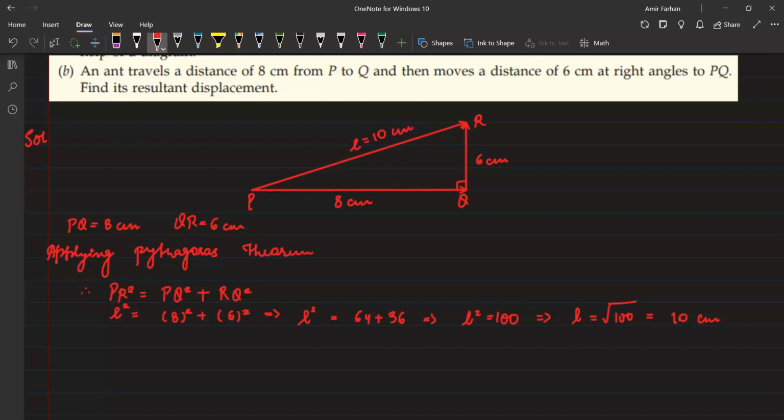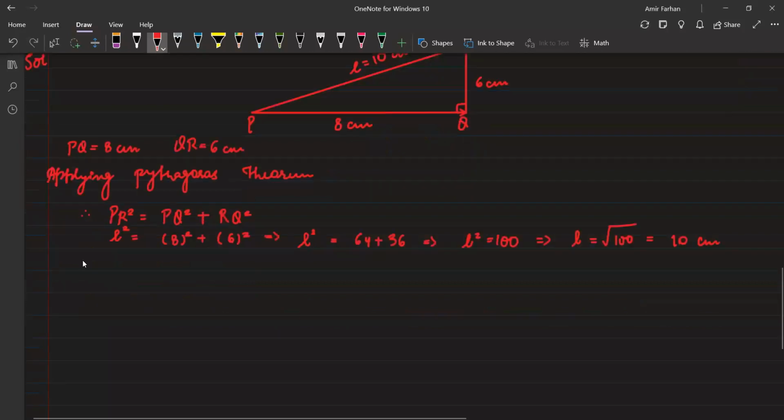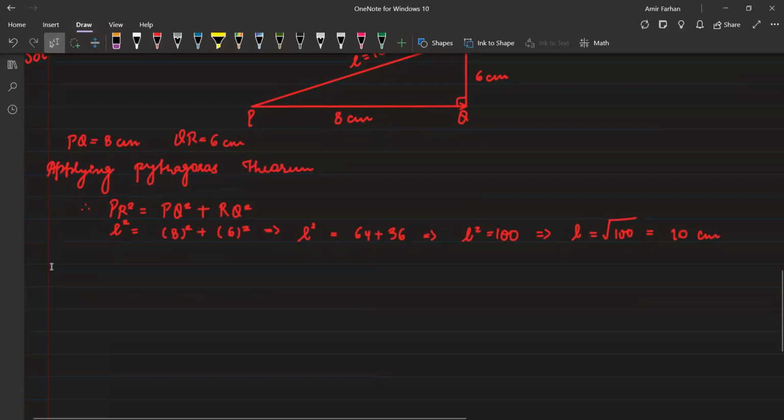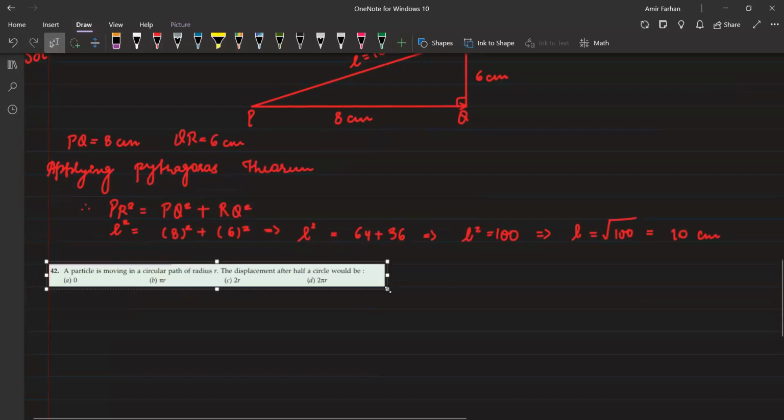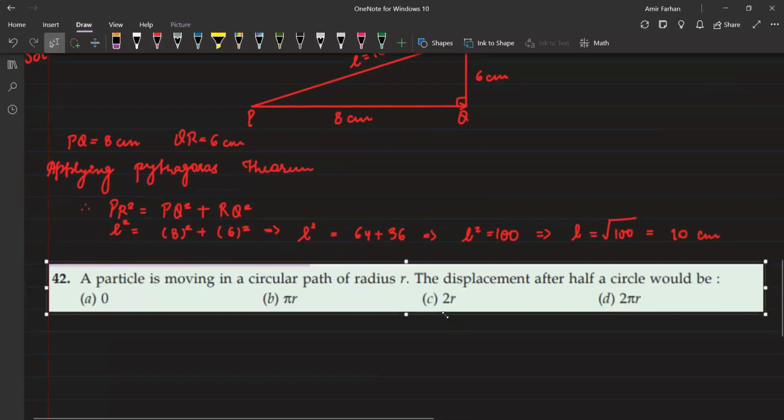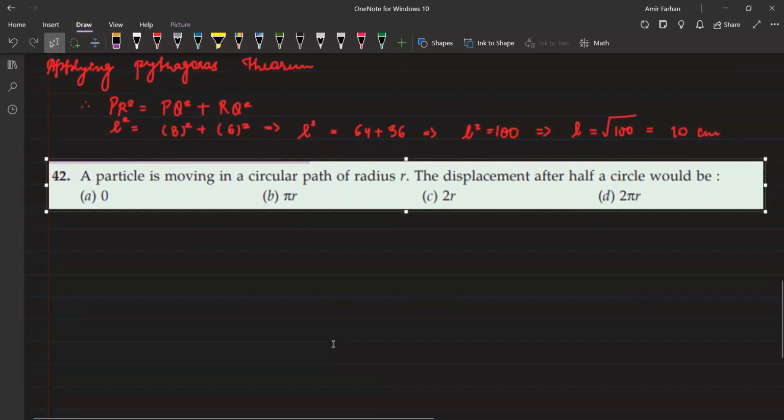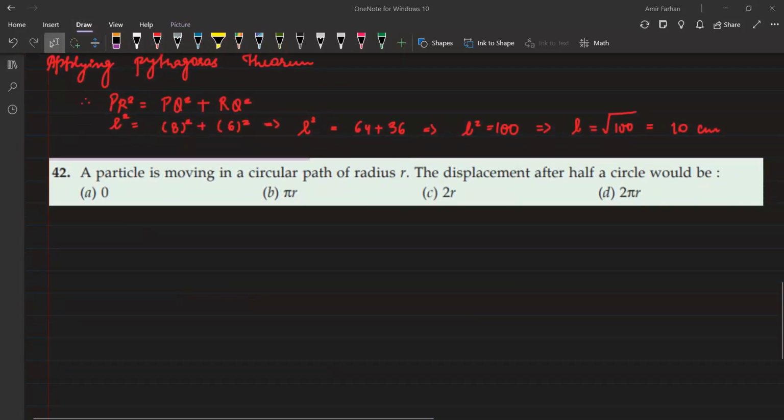Please let me know, Ayaan, is this clear to you or not? Yes? Sure, that's great. So 10 centimeters. Sorry, you made a mistake in the calculations. I meant 8 square plus 6 square, then I have to take the square root of that. Yes, that is the thing, because in these questions these silly mistakes actually happen.